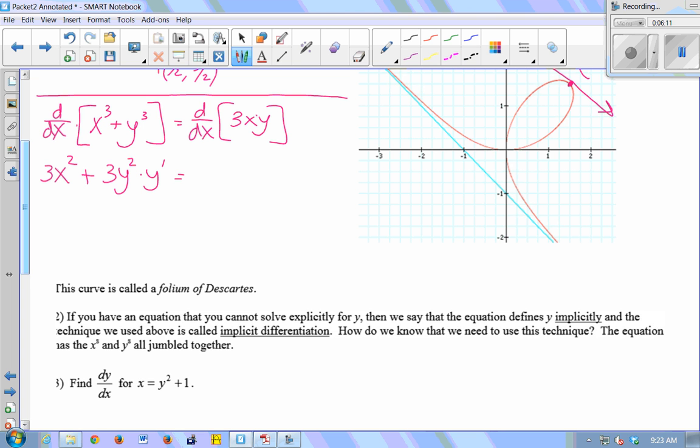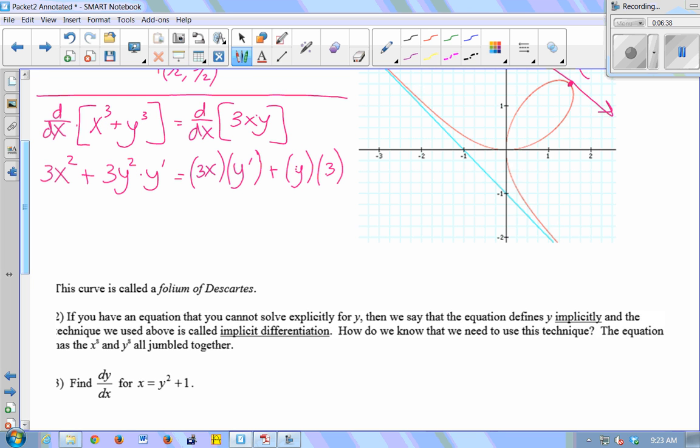So I'm going to use the product rule, which would say first, 3x times the derivative of the second. And what's the derivative of y? 1 times y prime, or just y prime. Yep. First times the derivative of the second, plus the second times the derivative of the first.